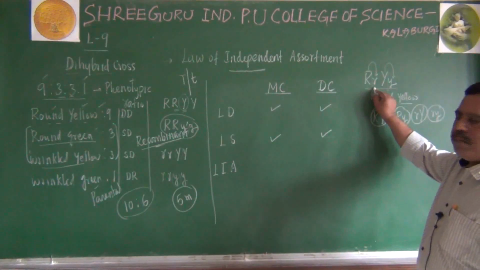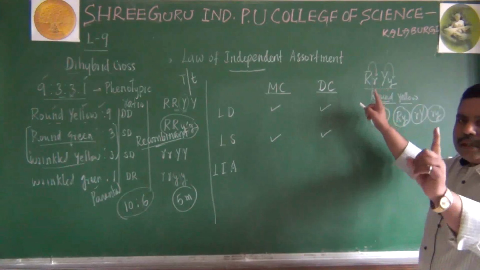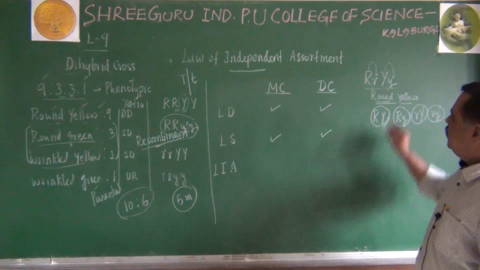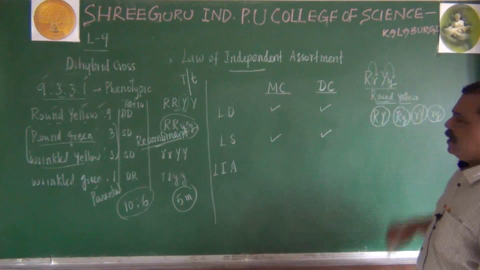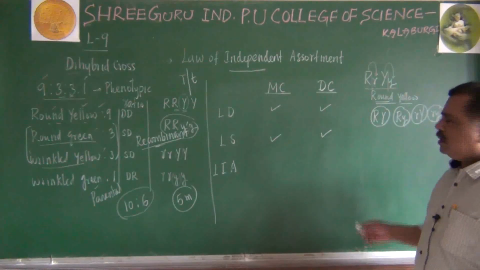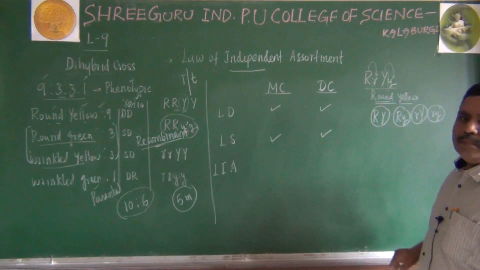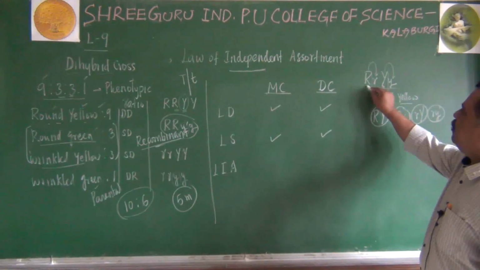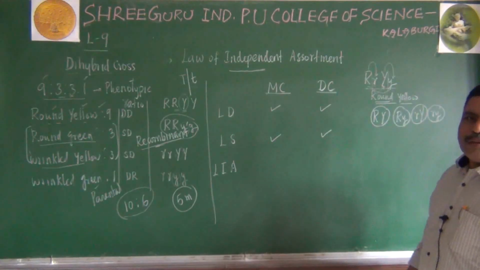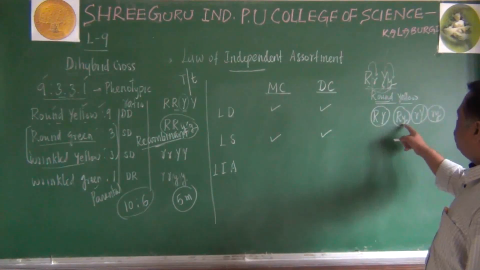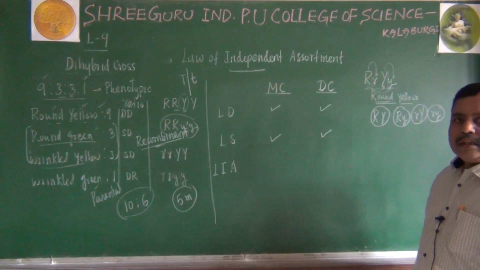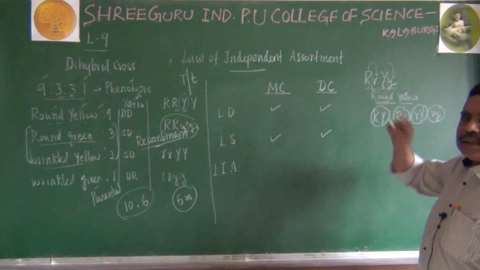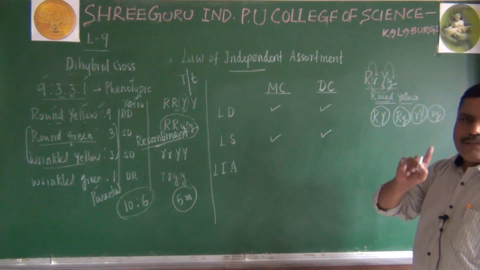Segregation is possible with reference to one character. With reference to shape, these two will segregate. With reference to color, these two will segregate. But after segregation, they could assort randomly. Capital R has got freedom either to join with capital Y or to join with small y. That's why they have produced this type of gametes. That is independent assortment, whereas segregation operates at a single character level.